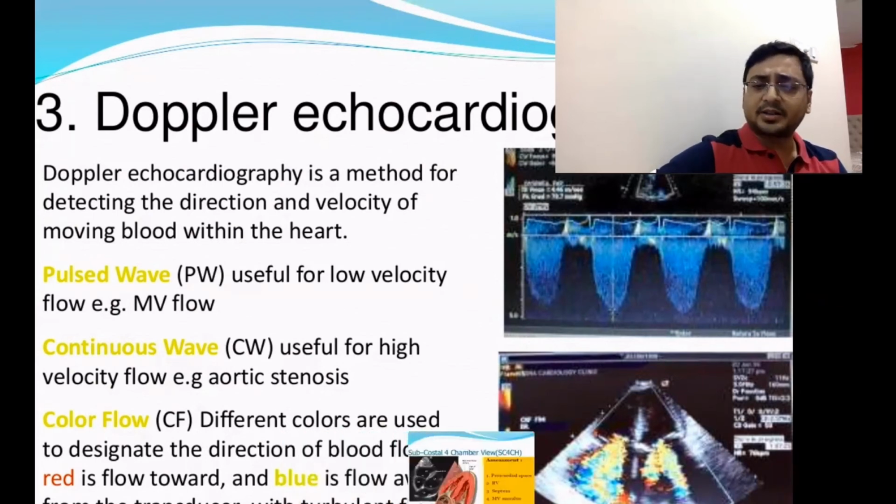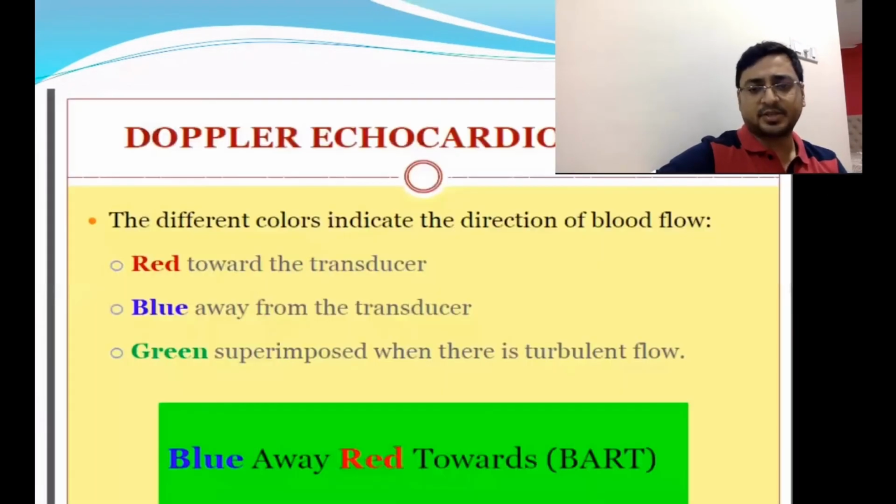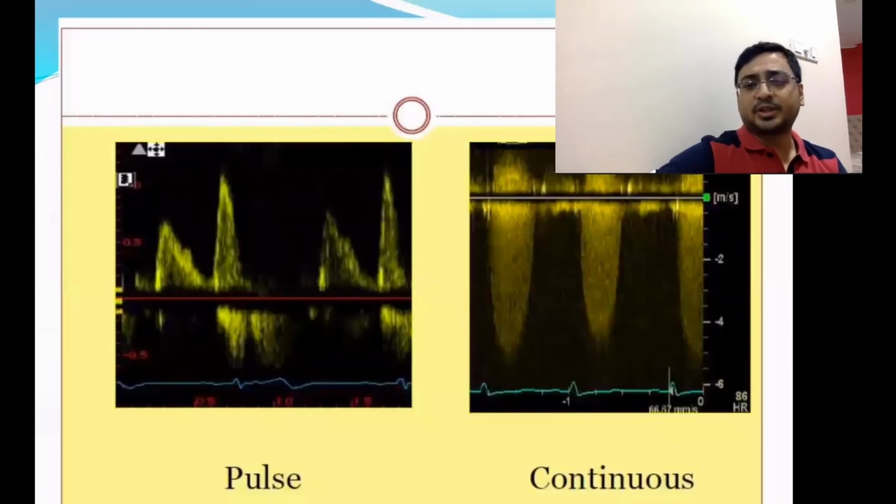Regarding color examination, one must know that the color will be red when the blood flows towards the transducer, and it will be blue when it is away. When there is turbulence, we can see a mosaic pattern. This is a very important aspect of examination during regurgitation pathology. So blue away and red towards. These are the basic things whenever we are using the color mode.